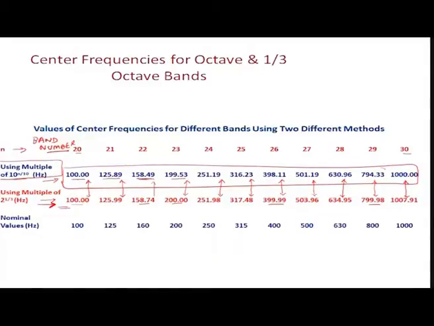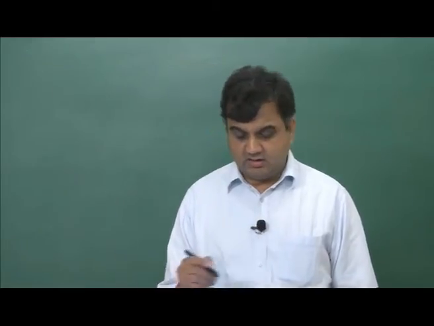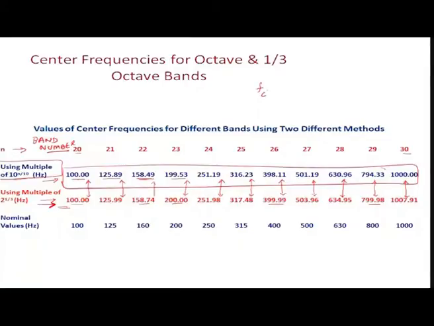So someone asks you, what is the central frequency of the 15th octave band? How will you compute it? You just do 10 to the power of 15 by 10, which is 10 to the power of 1.5, and you do the math. I think it will come out to be 31.6 hertz. So the moment someone says the band number, you can calculate the central frequency using this relation.